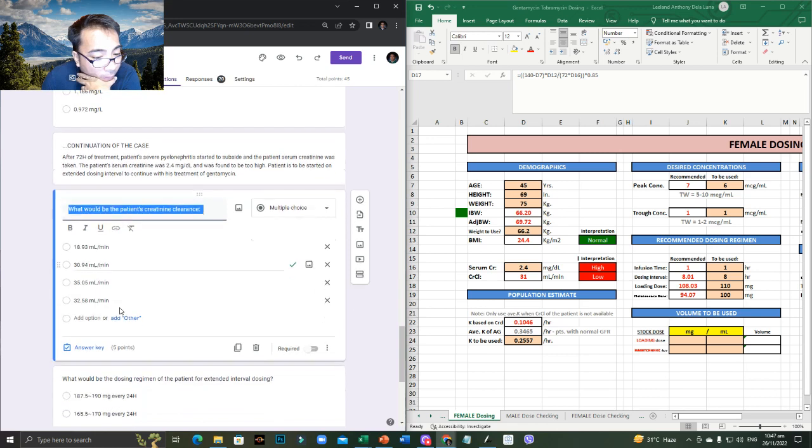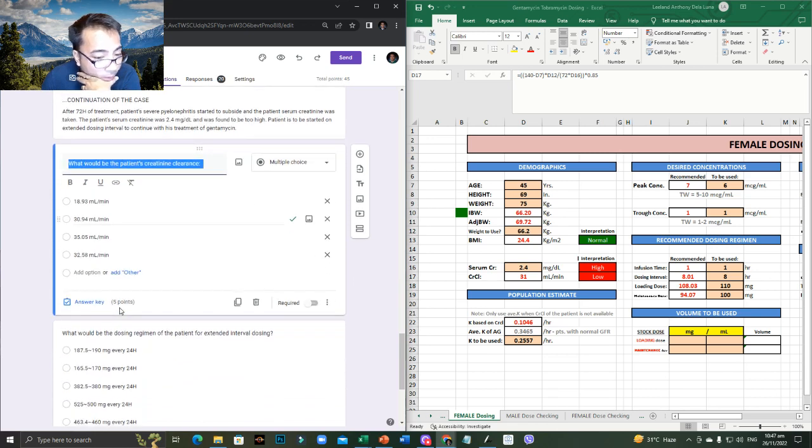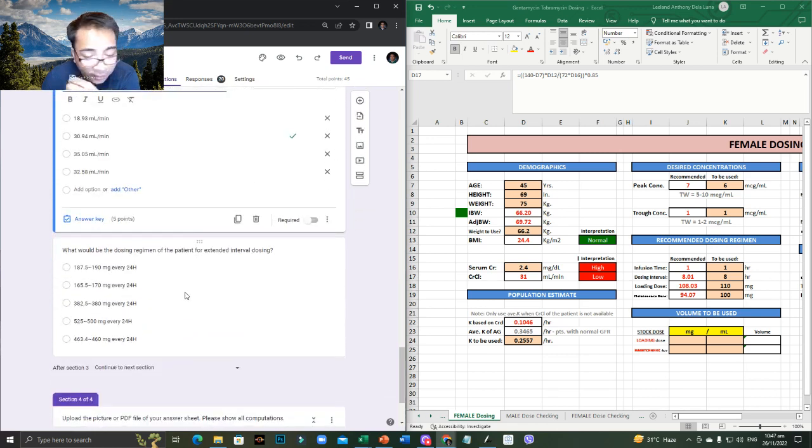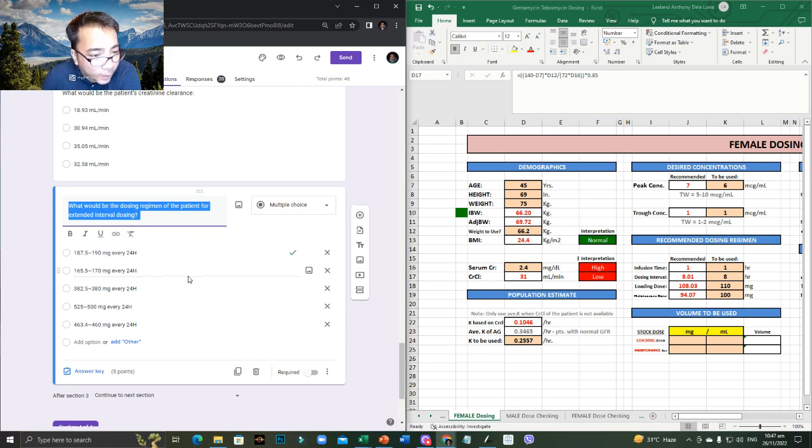30.94. Now, class, based on the extended dosing interval, may graph naman tayo dyan. May nomogram. Okay, all you need is to determine the serum creatinine. Tapos, check nyo na lang doon kung anong dose ang gagamitin natin. Alright? So, anyway, class, ang lalabas dyan would be 187.5 or approximately 190 milligrams ang ibibigay sa patient every 24 hours. Alright?